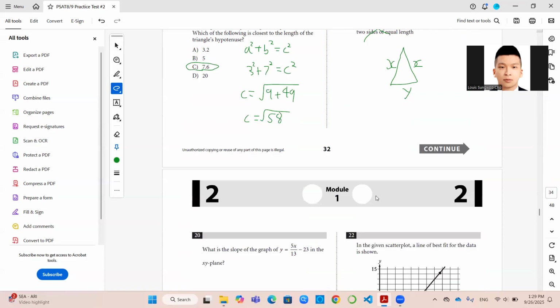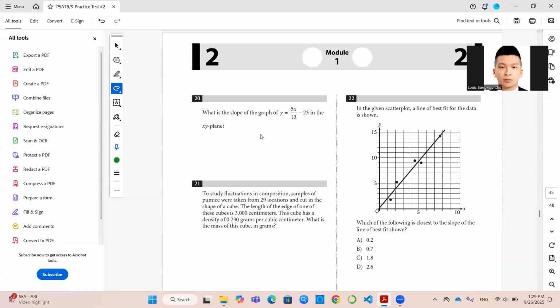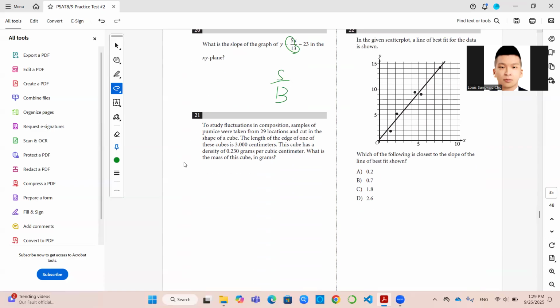Okay. What is the slope of the graph of y is equal to 5x over 13 minus 23 in the xy-plane? Well, this is easy. It's this one over here. So 5 over 13.